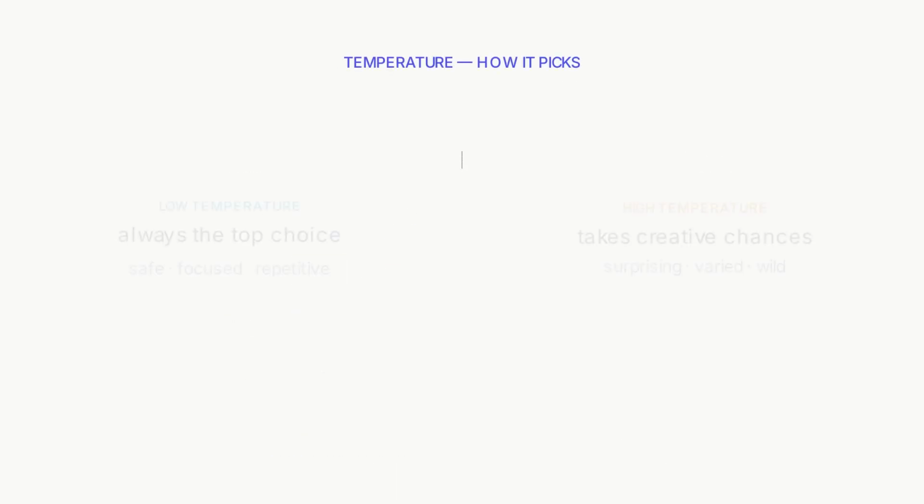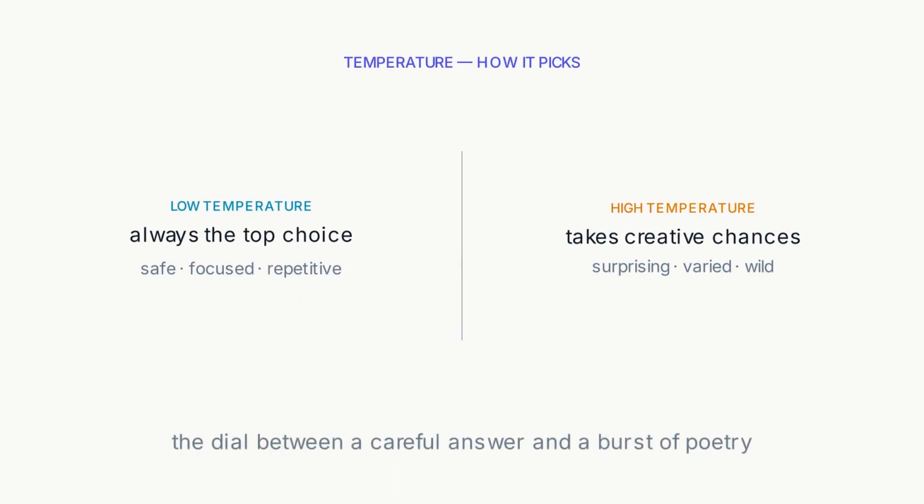Then it picks one, and how it picks is controlled by a setting called temperature. Turn the temperature low and it almost always takes the top choice. Safe, focused, a little repetitive. Turn it up and it starts taking chances on less likely words. More surprising, more creative, and occasionally a bit unhinged. This one dial is the difference between a careful technical answer and a wild burst of poetry.